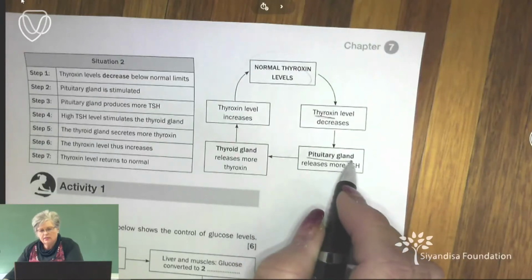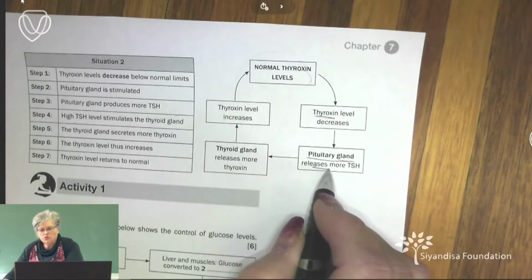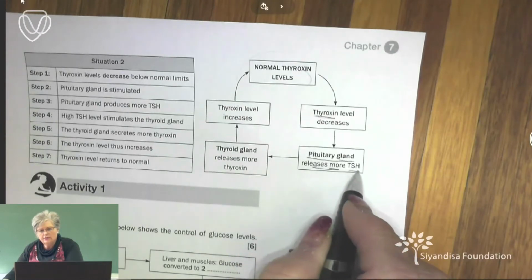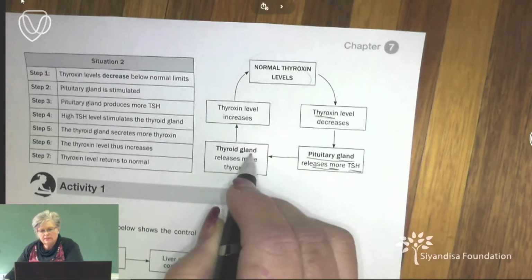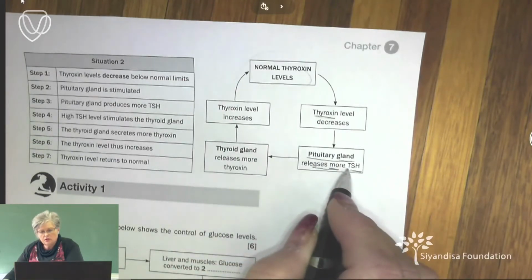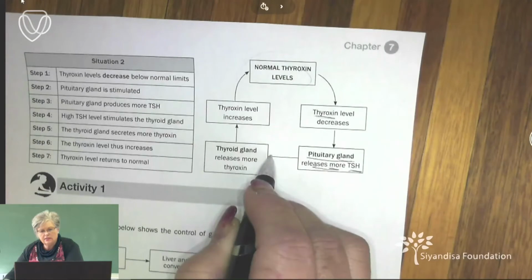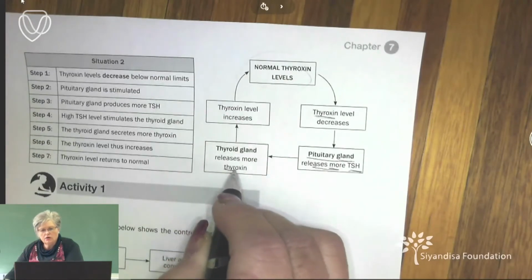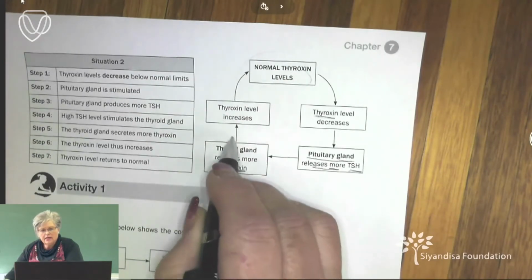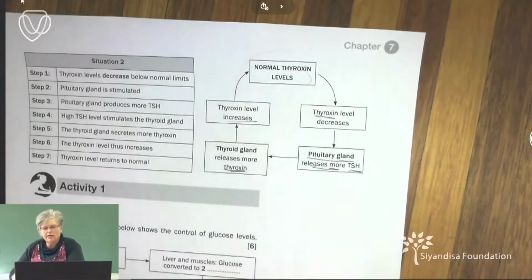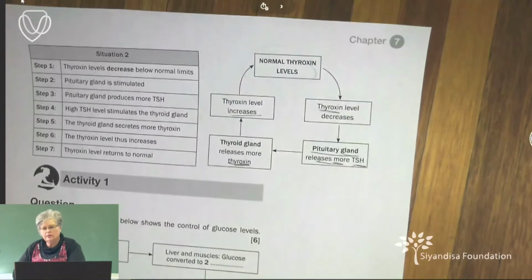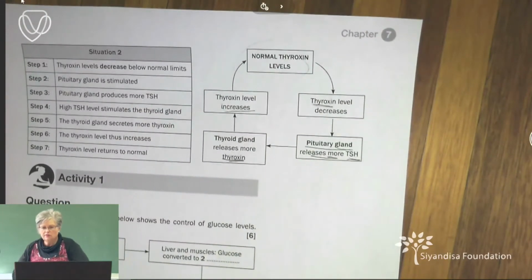It's the pituitary gland. What does the pituitary gland do? It releases more thyroid stimulating hormone. As more thyroid stimulating hormone is released, more thyroxine is released, and the thyroxine level increases, and we go back to normal. So it's not difficult.